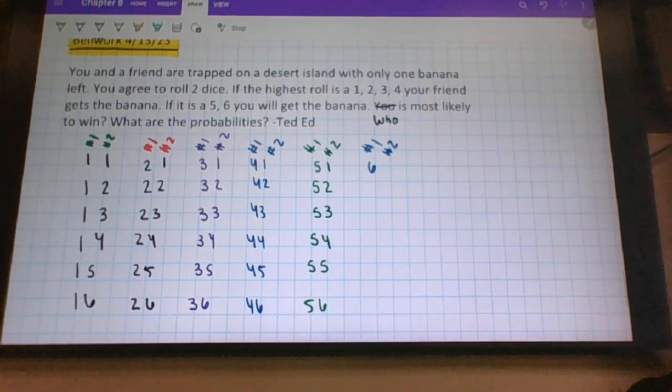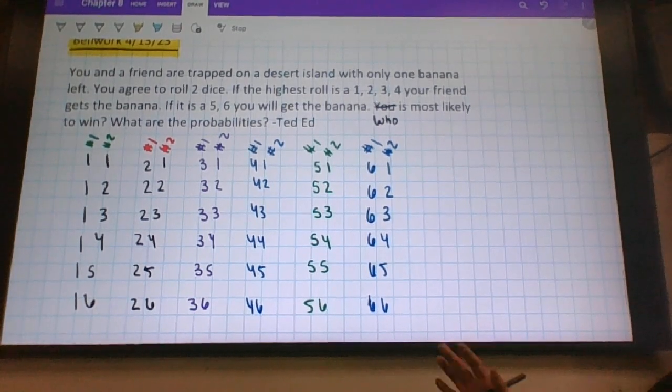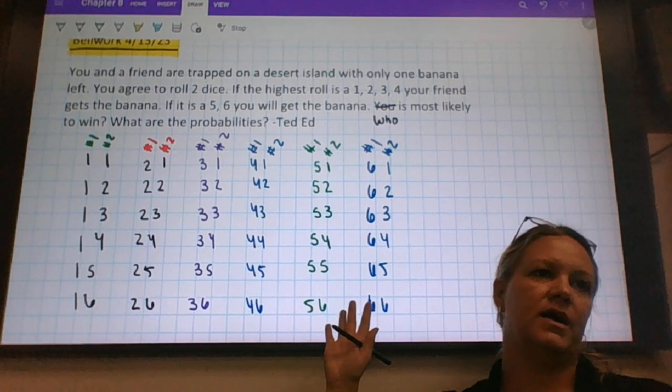Lastly, I roll a 6. My friend gets a 1. I roll a 6. My friend gets a 2. I roll a 6. My friend gets a 3. I roll a 6 and my friend gets a 6. These are all the possible rolls that might happen.